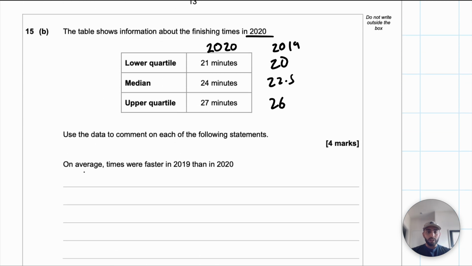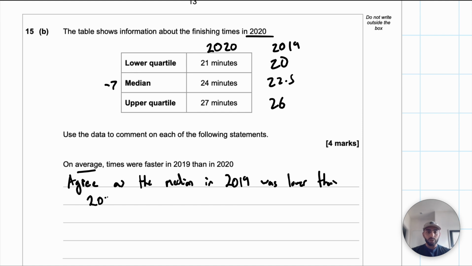So we're asked, on average, how do these compare with each other? If we're looking on average, we're looking at the median. I can see that 24 minutes is longer than 22.5 minutes. So the times in 2019 were faster. So I would agree, as the median in 2019 was lower than 2020.